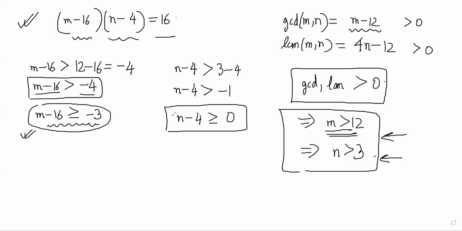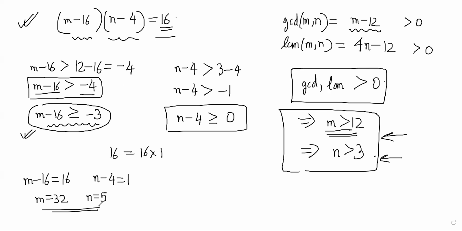These two conditions have to be true, right? And now you think of all the factors of 16. You can start by saying 16 can be written as 16 into 1, in which case m minus 16 is 16 and n minus 4 is 1. And from here, you get m is equal to 32 and n is equal to 5, right? That is one possibility. Then you can write it as 8 into 2.